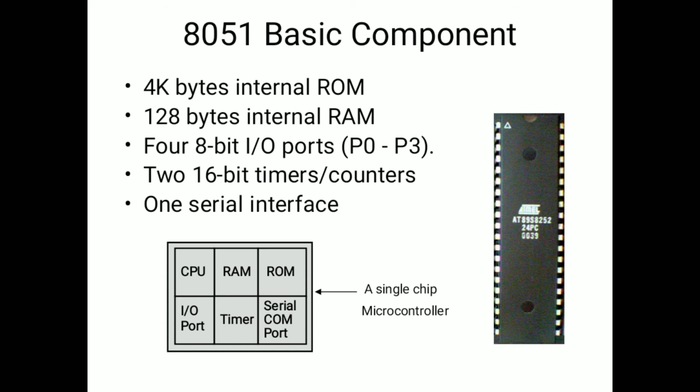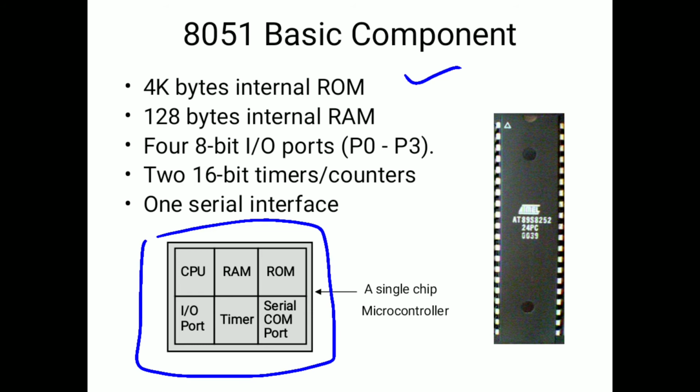The 8051 microcontroller has 4 kilobytes of internal ROM, 128 bytes of internal RAM, and 4 input output ports. They are all 8 bits, and if there are 4 ports, it means 32 pins are there for ports, and there are 4 ports P0 to P3. Then it has two 16-bit timers and counters and one serial interface. All these devices are connected in a single chip, which is called a microcontroller.